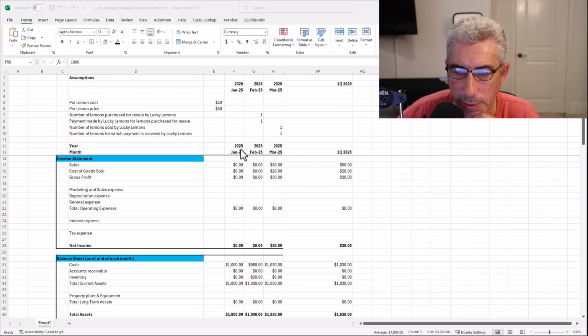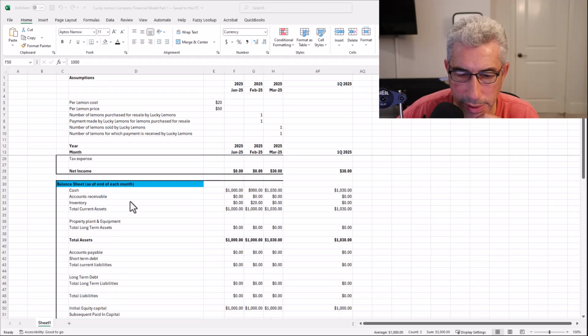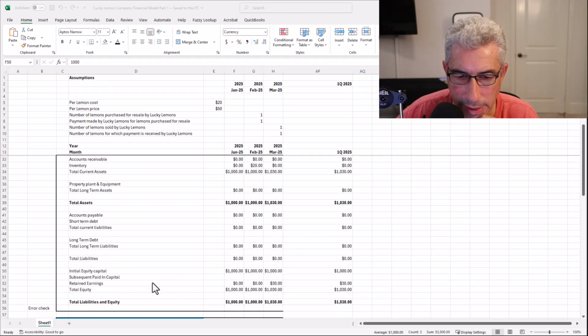Now what we're doing in January is we're establishing the company. So, I fill out paperwork to establish a company called Lucky Lemon Company. I provide the company with starting capital of $1,000. So this is the balance sheet. In the initial equity capital section of the balance sheet, I basically hard code this to be $1,000. That's the money that I've provided.